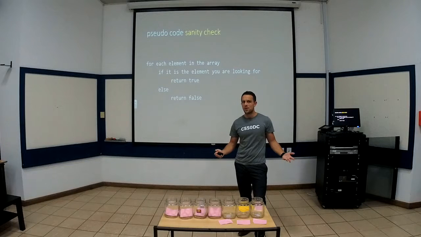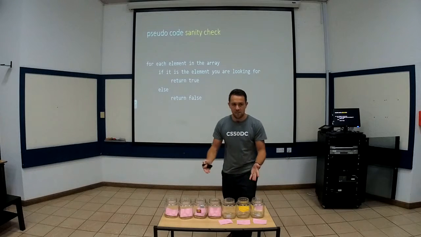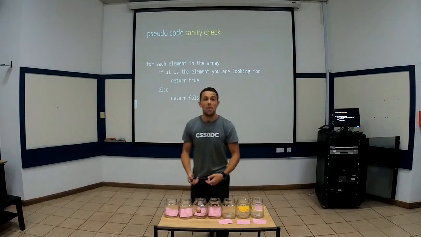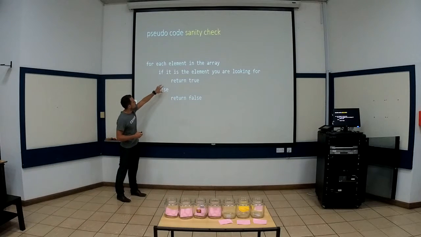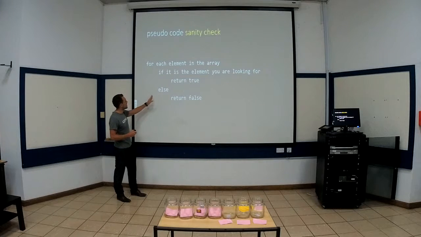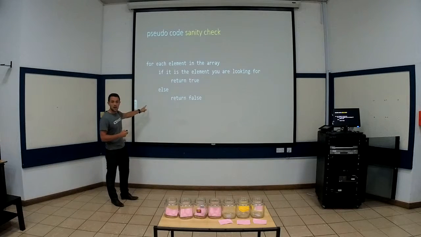Now that's not what I want to do. I want to keep going until I find them, and then if I don't find it, return false. So what I could do is actually remove this else and take away the indentation here from the return false line and put it in level with the for here.